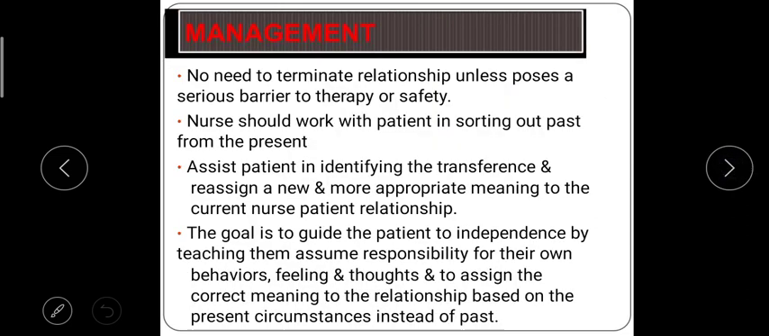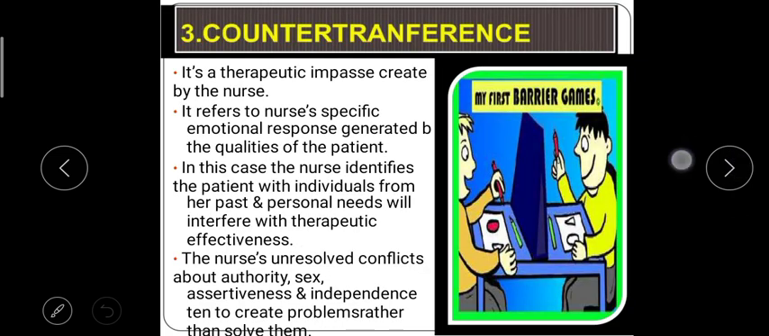So what management can we provide for this? In this, there is no need to terminate the relationship unless it poses a serious barrier to therapy or safety. If it is not creating any problem, no need to terminate the relationship. The nurse should work with the patient in sorting out the past from the present. Whatever story the patient has, the nurse can talk with the patient and they can sort it out. Assist the patient in identifying the transference and reassign a new and more appropriate meaning to the current nurse-patient relationship. So these are the things we can do if the patient is having transference.